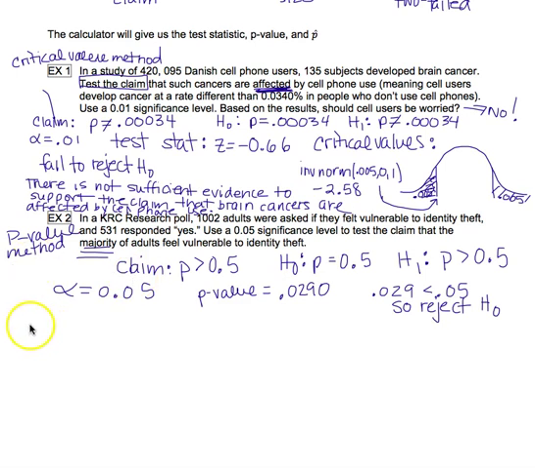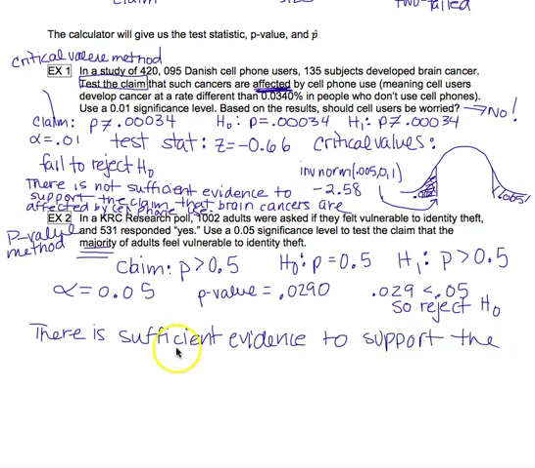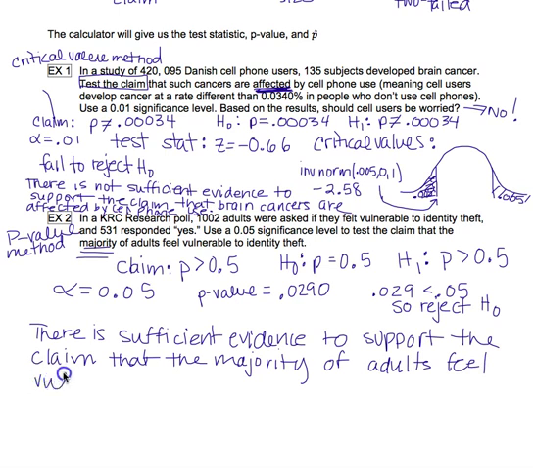So that means that we will say there is sufficient evidence to support the claim that the majority of adults feel vulnerable, trouble speaking, to identity theft.